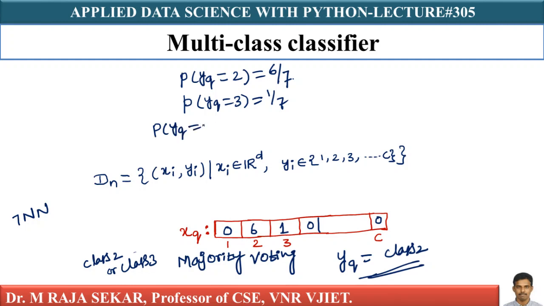Then what about other probabilities? The probability of Y_q equal to 1 is equal to 0, which is equal to the probability of Y_q equal to 4, and so on, the probability of Y_q equal to C. All other probabilities are equal to 0. Why? Because there are no favorable cases. You have favorable cases only for class 2 and class 3.